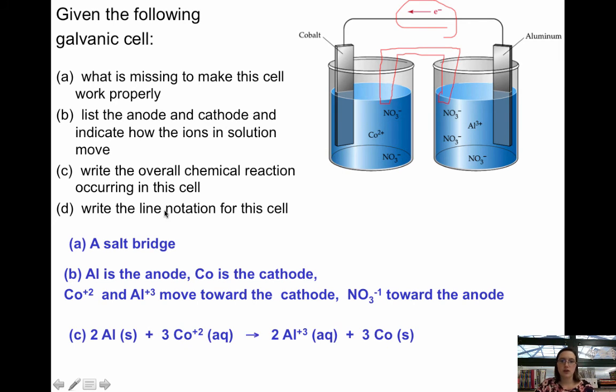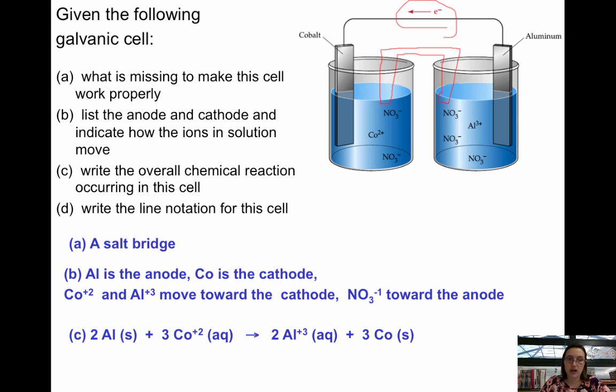C says write the overall chemical reaction occurring. So before we need to write the overall, we need to be able to write the half reactions. So we need to make sure that we know what's happening at the anode, so it's oxidation. So we have Al going to Al3+, and then at the cathode we have Co2+ going to Co. Now what you need to do before you can write this overall reaction is write each of the half reactions, figure out how many electrons you have, make the electrons equal, and cancel them out, just like we did with balancing redox reactions, because that's all this is.